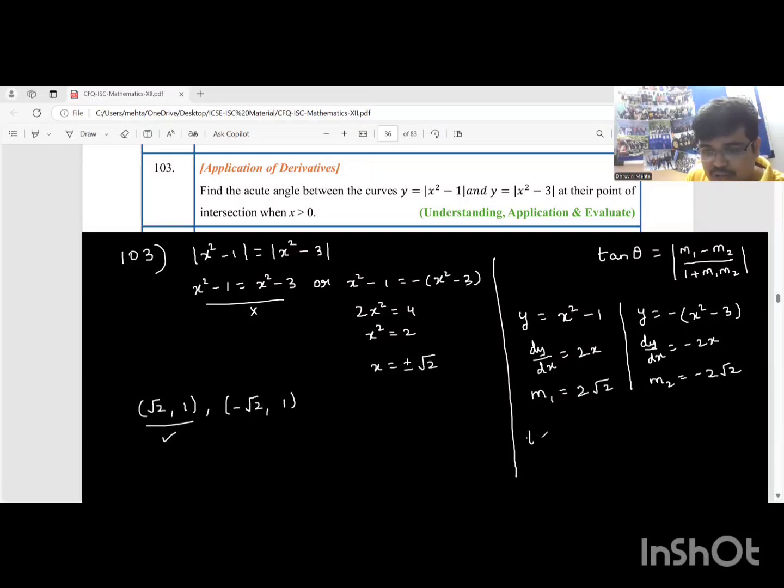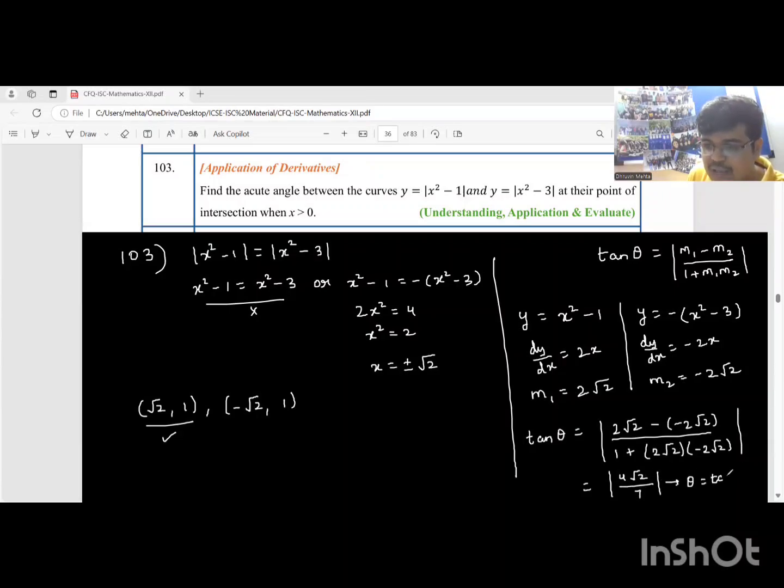And now students will use this tan theta formula. So tan theta is equal to mod of m1 minus m2 upon 1 plus m1 into m2. To solve this, for the numerator we have 2 root 2 plus 2 root 2, which is 4 root 2. Denominator will be 1 minus, 2 root 2 the whole square is 8, so it is 1 minus 8, which is minus 7. So theta, students, is going to be tan inverse of 4 root 2 by 7. You can use your calculator, students, and you can find this angle using the calculator.